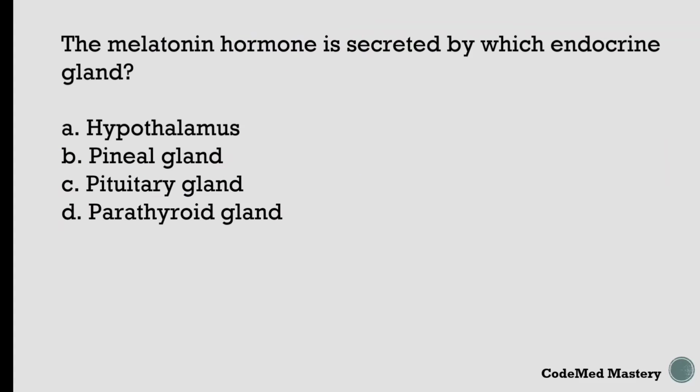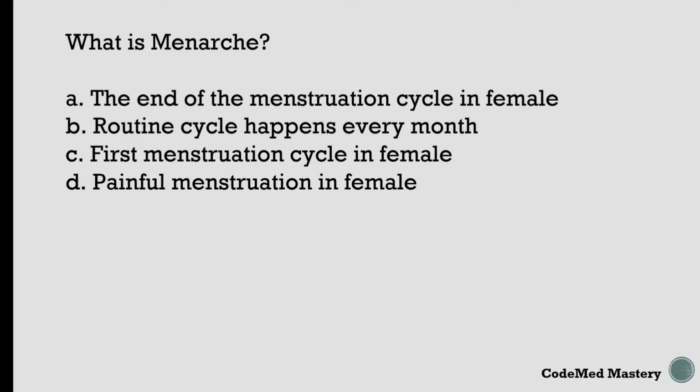Next question. The melatonin hormone is secreted by which endocrine gland? Option A, hypothalamus. Option B, pineal gland. Option C, pituitary gland. Option D, parathyroid gland. The right answer is option B, pineal gland. Next question, what is menarche? The right answer is first menstruation cycle in female.